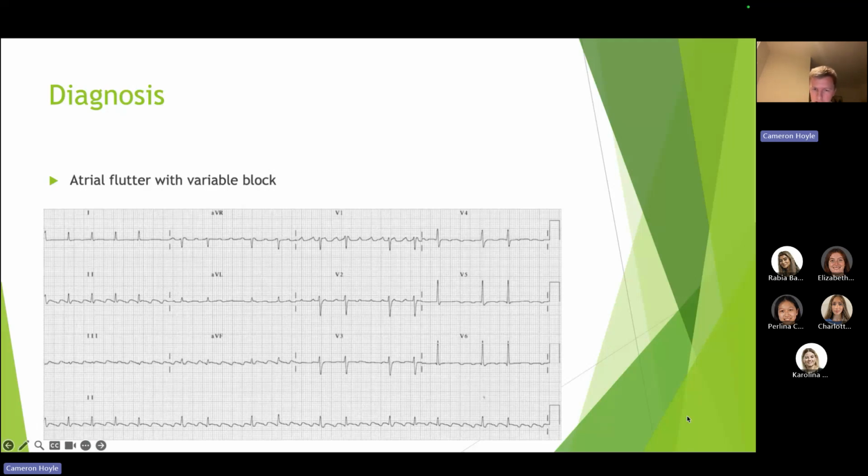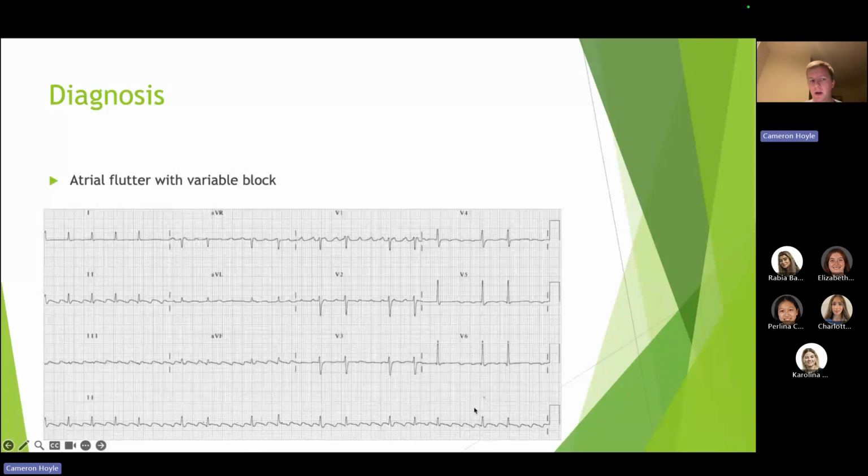So if you cast your eyes to the rhythm strip at the bottom, you can see that there is actually some sort of regularity to it. You can count 1, 2, 3, 4 QRS complexes, followed by non-conduction. So essentially it's an AV block. And then you get 1, 2 conducted, followed by 1, 2 missed, and then another 2 missed. So you can see that there's sort of a pattern to it. And this is a variable block.